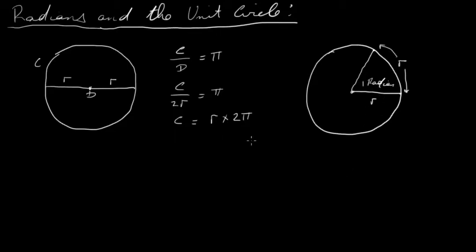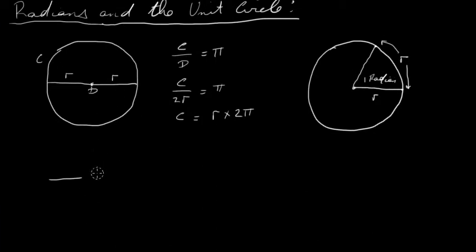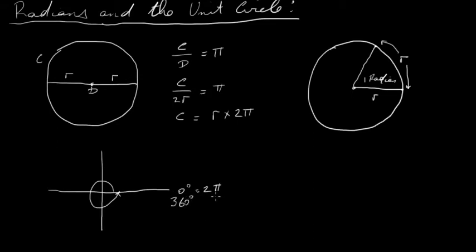So in other words, I'll just draw the x and y axis here. If you take this here as being 0 degrees, the entire circle, all the way around, is going to be 2 pi in terms of radians. So the entire 360 degrees back around to 0 again will be 2 pi in radians. So a radian is just another way of measuring angles.